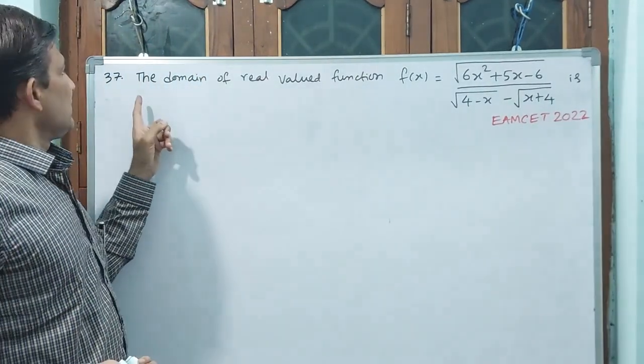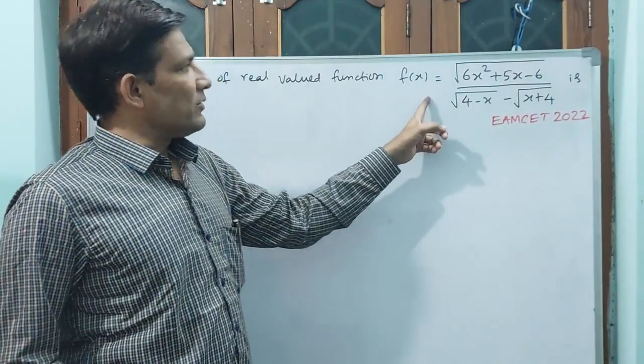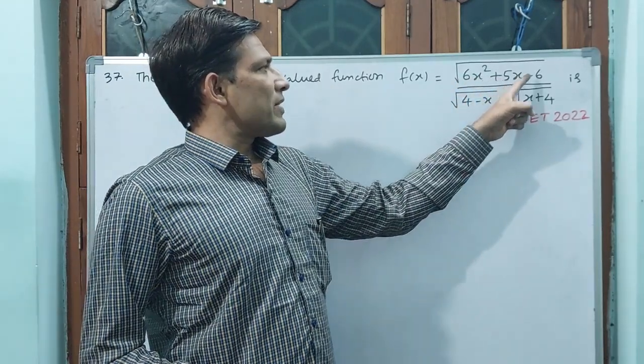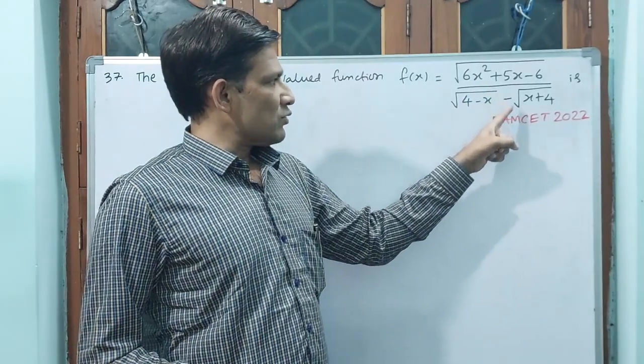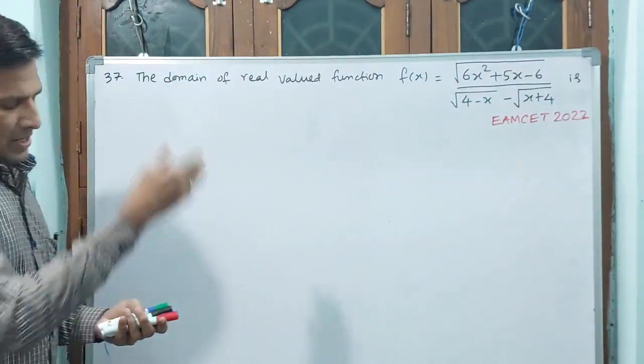Question number 37. The domain of the real valued function f of x is equal to the numerator square root of 6x square plus 5x minus 6, denominator square root of 4 minus x minus square root of x plus 4, is an EAMCET 2022 question. Okay.